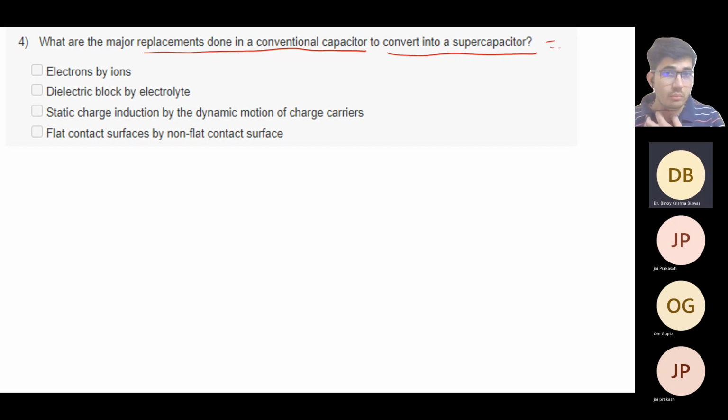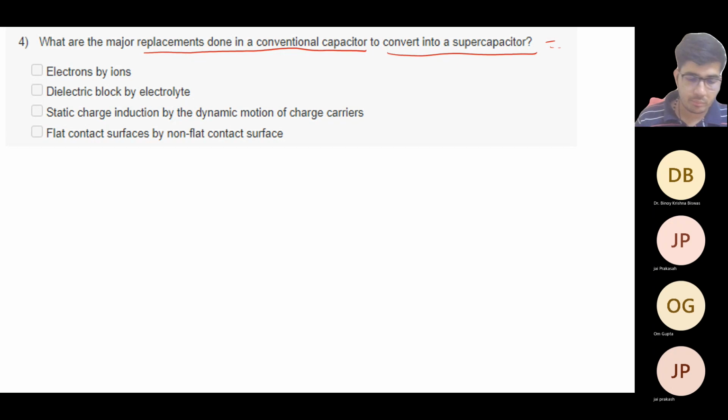Sir, may I answer, sir? Yeah, please. Electrons by ions, and the third option, static charge induction by the dynamic motion of the charge carriers. These two, as per my consideration, sir. Try to go through the other options also. Try to recall that in a capacitor.